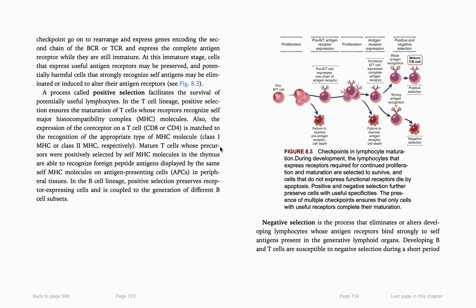Mature T cells whose precursors were positively selected by self MHC molecules in the thymus are able to recognize foreign peptide antigens displayed by the same self MHC molecule on antigen presenting cells in peripheral tissue. In the B cell lineage, positive selection preserves receptor-expressing cells and is coupled to the generation of different B cell subsets.